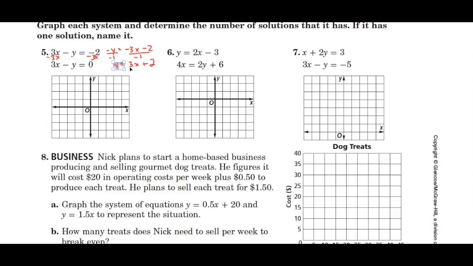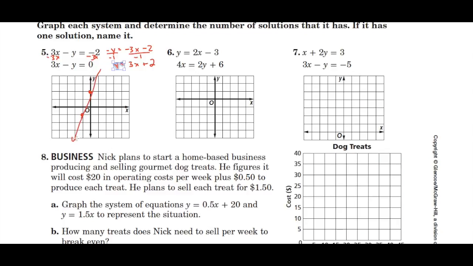So y equals 3x plus 2. So I go up 2 on my y-axis and plot my point. I can go up 3 over 1, or I can go down 3 over 1. I'm going to do that since there's room for it, and then connect those with a line.